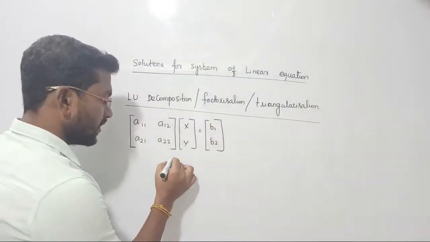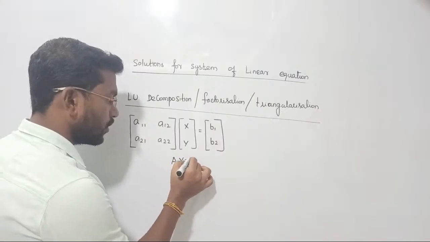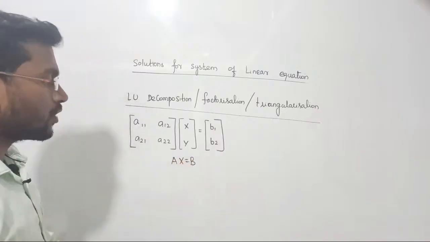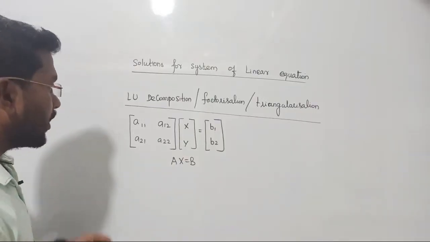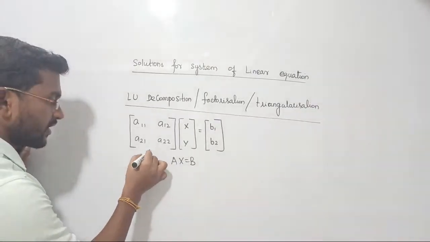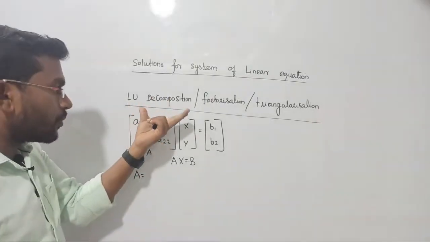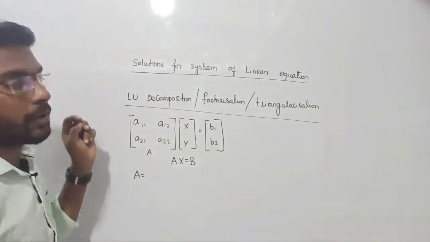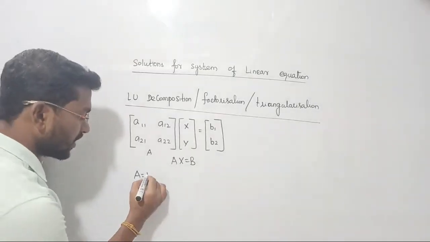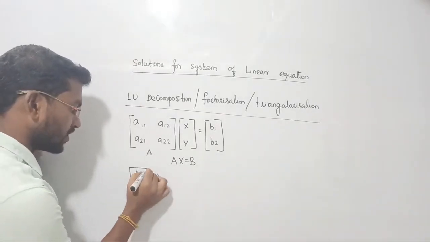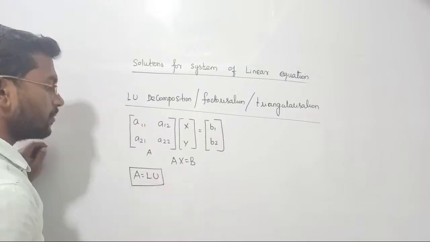Now, this is in the form of Ax equal to B, correct? Of course, that is a non-homogeneous equation. We all know. Now, we have to factorize this. This matrix A will be decomposed. That is called decomposition in the form of lower and upper triangular matrix, which is equal to L into U. So, first step, we are going to factorize the matrix A.